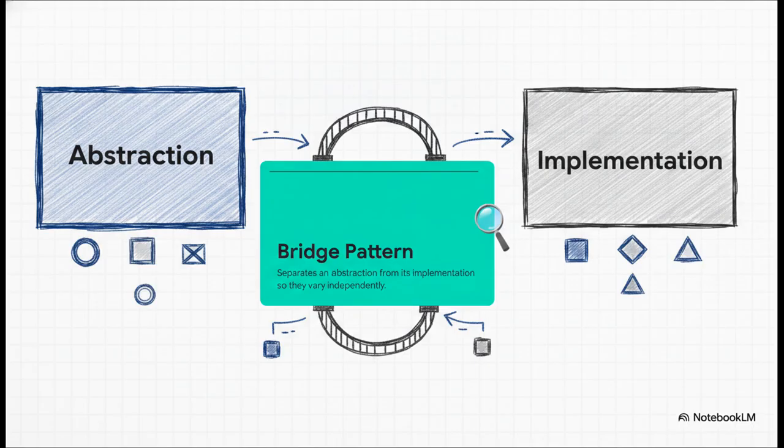So let's keep our campus tour going and rapidly unpack 4 more structural patterns you really need to know. First up, the bridge pattern. Its core purpose is to separate an abstraction from its implementation so that the two can vary independently. And this brilliantly illustrates a solution to a very common, very frustrating coding trap.